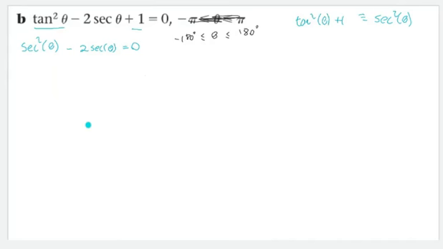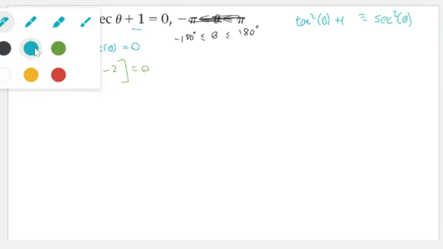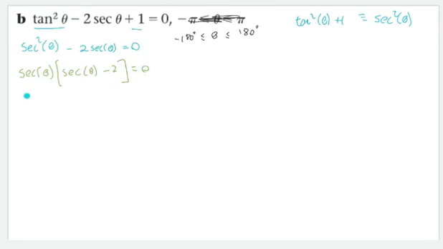Okay, where can we go from here? You can factorize it then, so it's sec theta bracket sec theta minus 2. Indeed, yes. We get sec theta, open bracket, sec theta minus 2 equals 0. That helps. And then sec theta would be equal to 2 and 0. Yep, so sec theta equals 0, or sec theta equals 2.